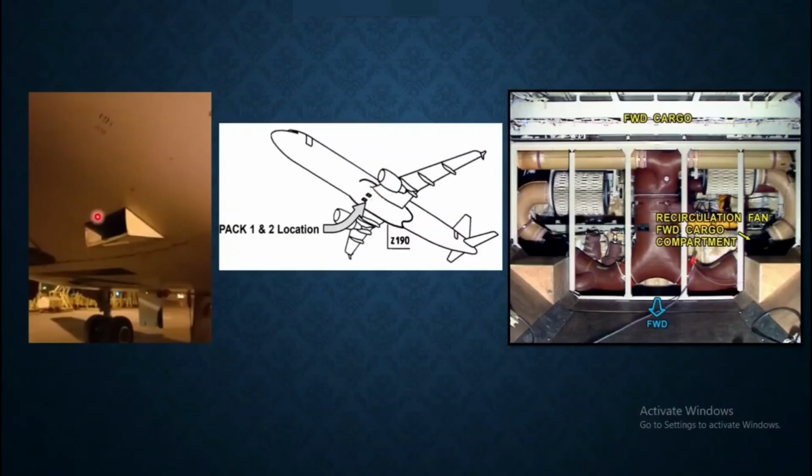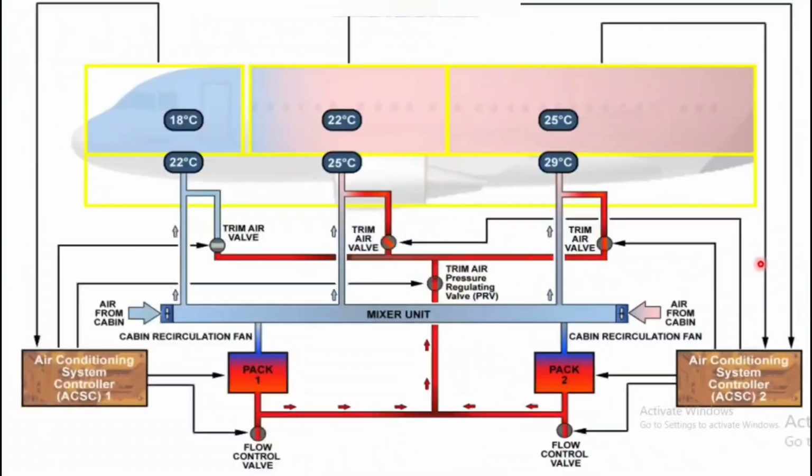RAM air, emergency RAM air inlet, and this is your recirculation filter, HEPA filter, you can say Corona filter, and there is a recirculation fan. This is your mixer unit. All this equipment is located in the forward cargo. If you open the forward cargo and go inside, on the rear side there is a panel. There you will get access to the mixer unit. So this is your basic system, and we'll discuss slowly so that you will have a better understanding of the components.